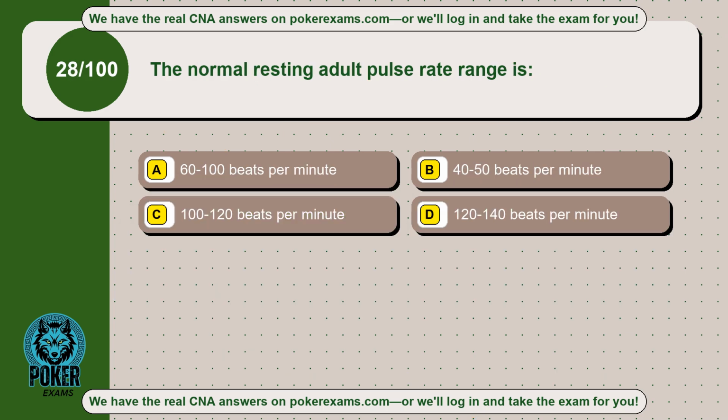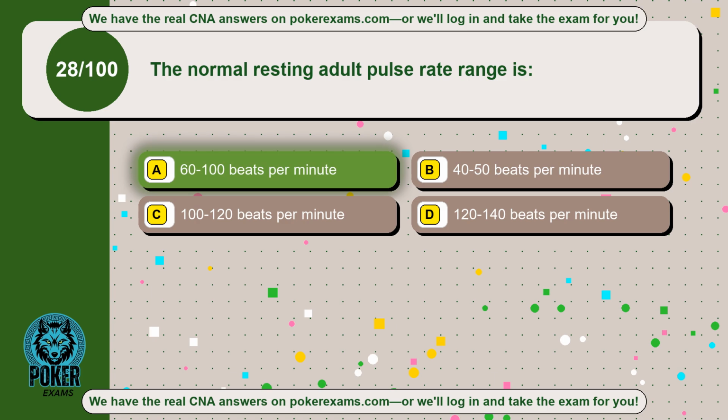Question 28. The normal resting adult pulse rate range is: Option A, 60 to 100 beats per minute. Option B, 40 to 50 beats per minute. Option C, 100 to 120 beats per minute. Option D, 120 to 140 beats per minute.